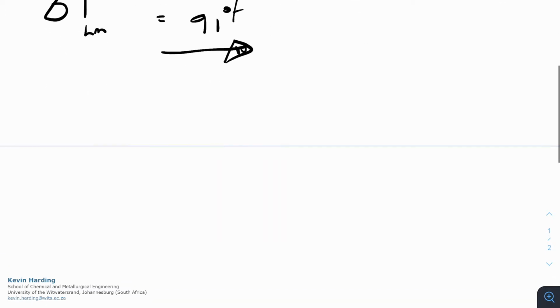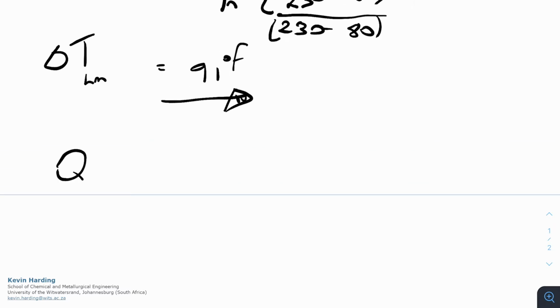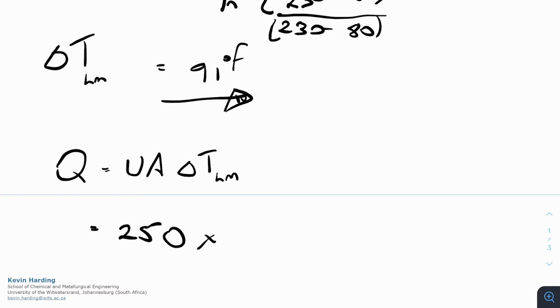What we're wanting to do now with that delta T log mean is go back to Q equals U A delta T log mean. We can now take the numbers from the equation. So that was 250 for the overall heat transfer coefficient. We're now going to multiply this by the area. So the area is 2 pi r L, so it's 2 times pi.